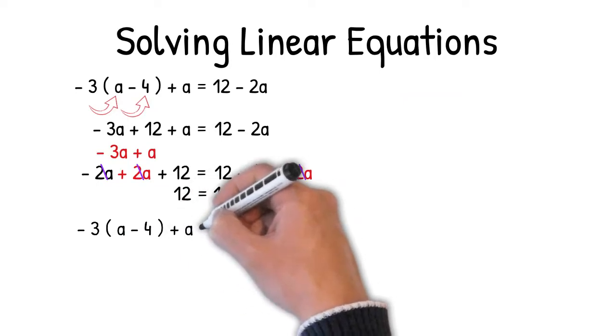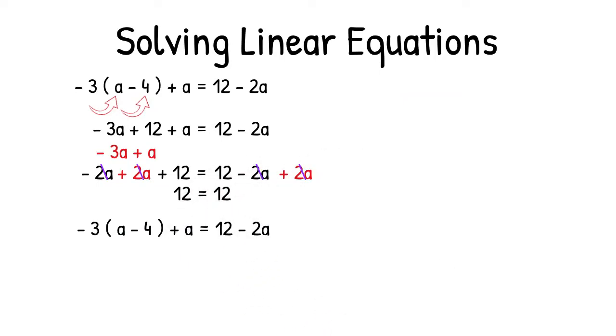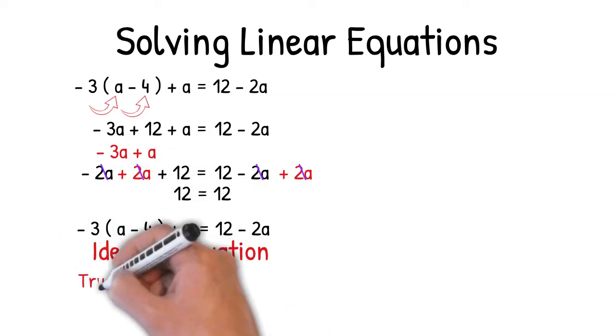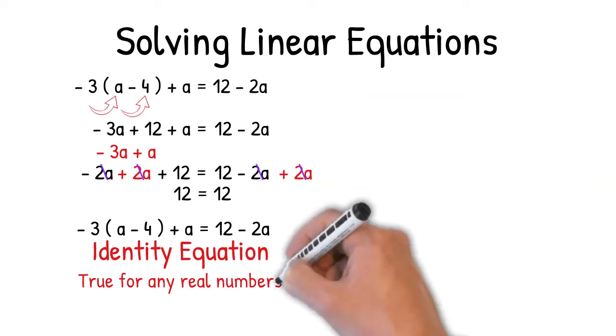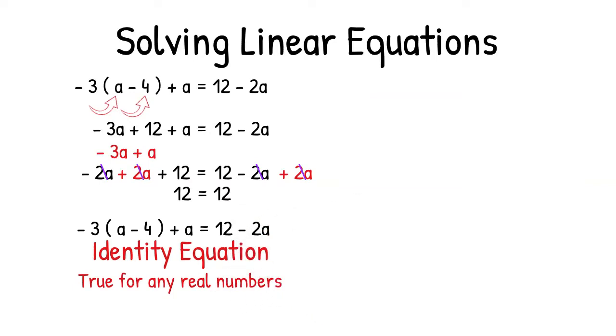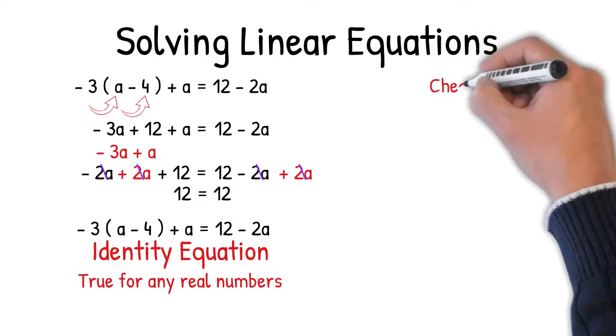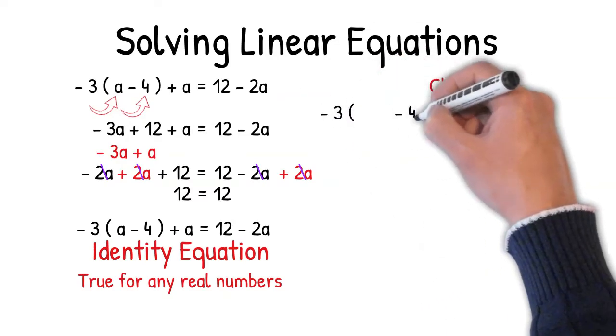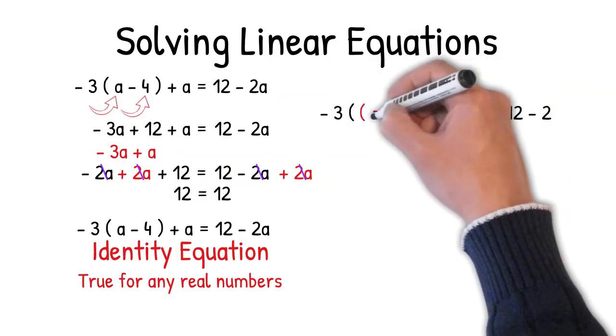When we end up with an equation where both sides are the same, equal, we have what is called an identity equation. What does that mean? It means that it is true for any real number. You can put in any real number for a, and it will always be true. To show this, let's start with the original equation and substitute in 5 for a.